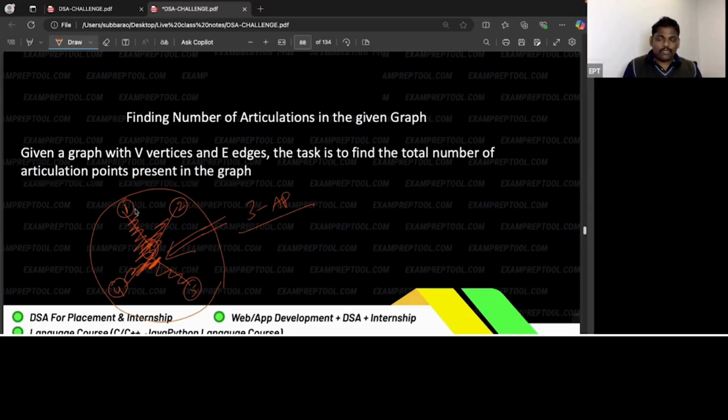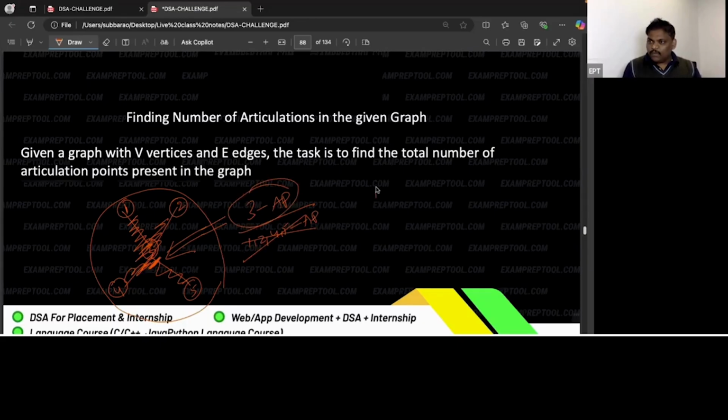What about 1? If you delete 1 together with its edges, I think 1 is not an articulation point, 2 is not. Is 4 or 5 an articulation point? No. Only 3 is an articulation point.